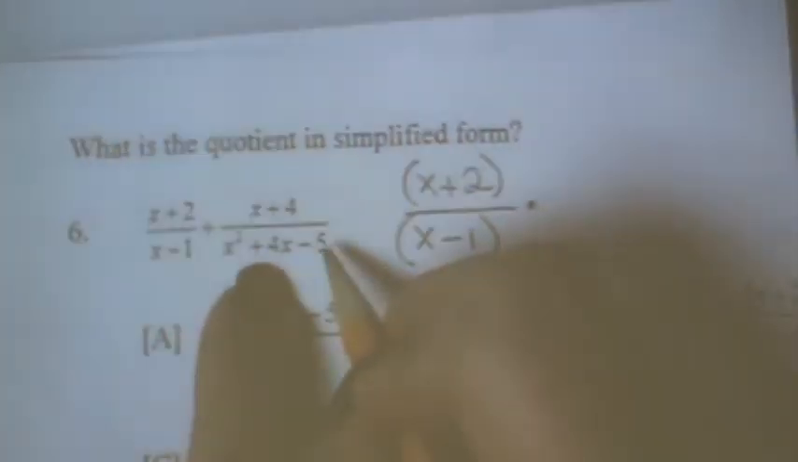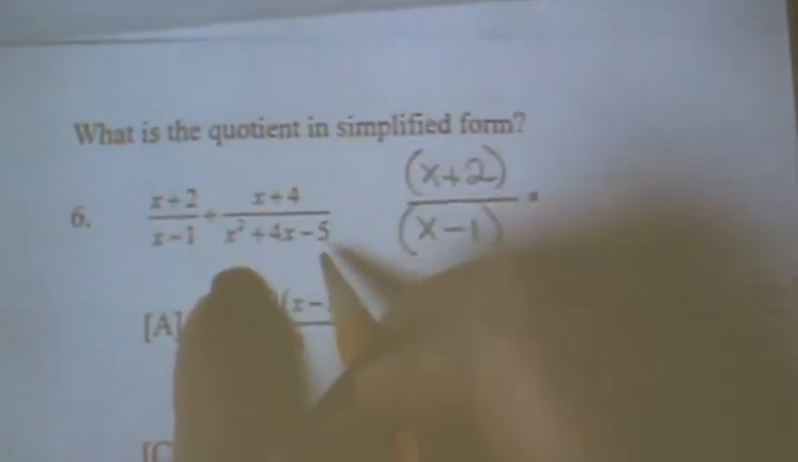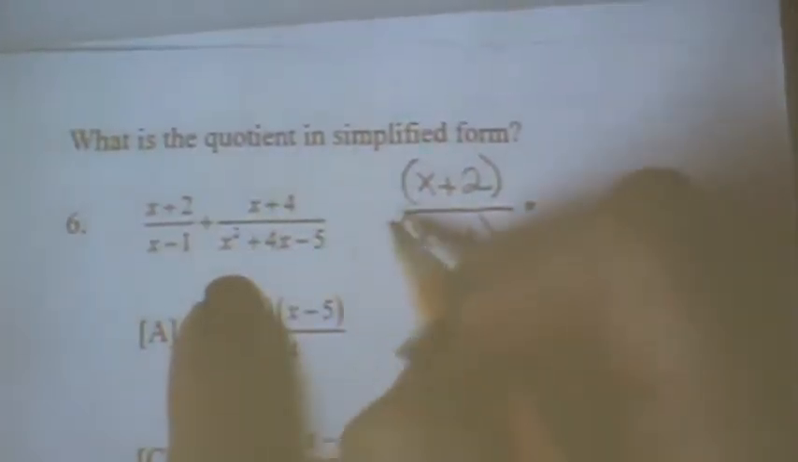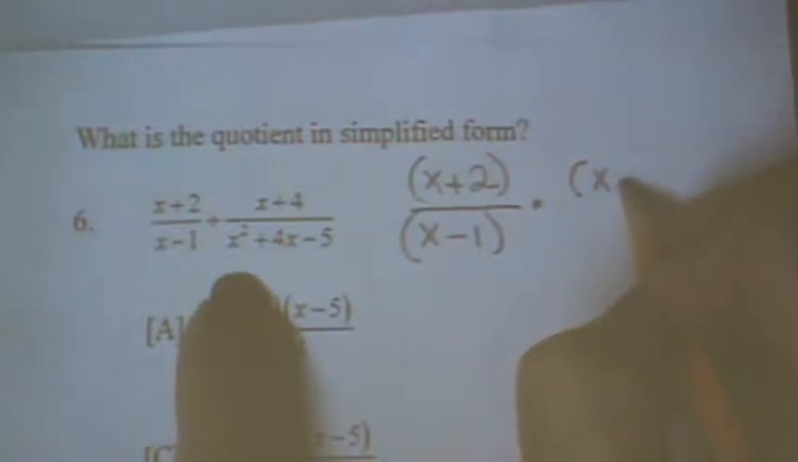Number 6. Number 6, you are going to divide. When you divide, you flip and multiply. So we have x plus 2 over x minus 1. We're going to flip this, and we have to factor. We're going to factor this, and I'm going to save some time. I'm going to factor this and put this in the numerator.